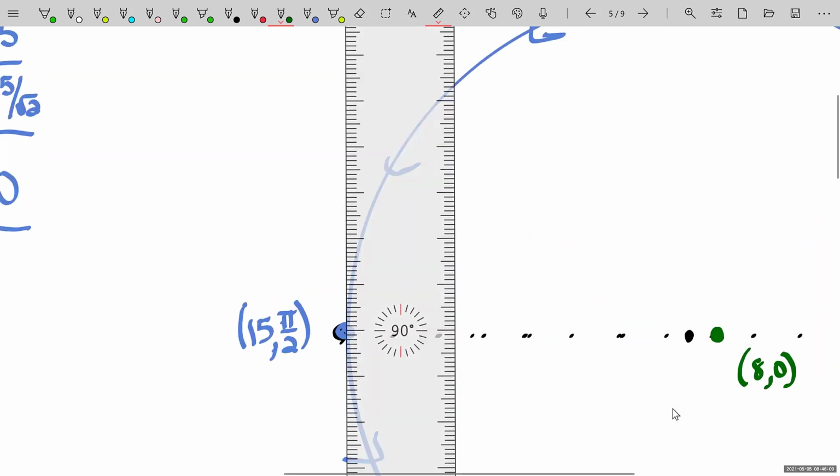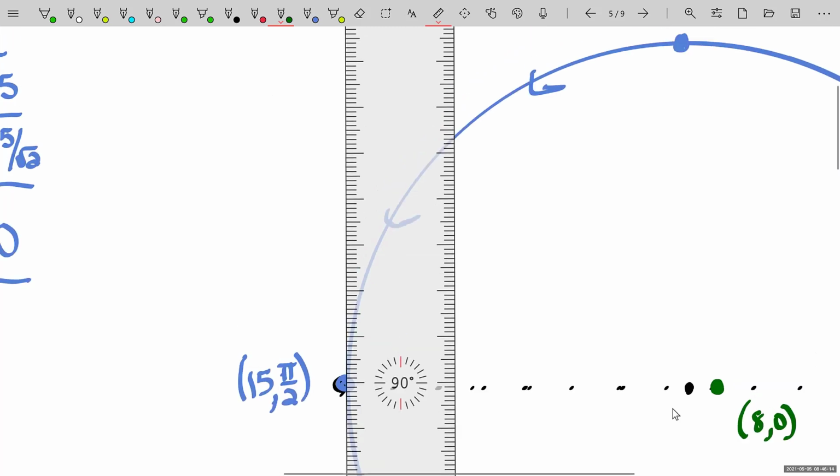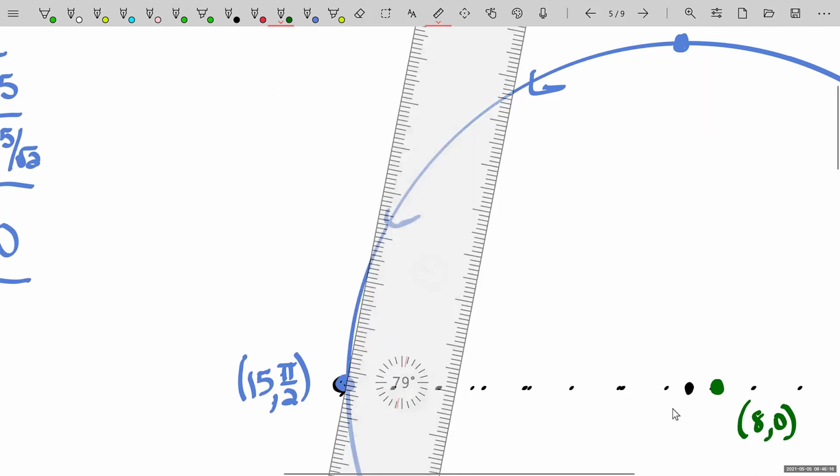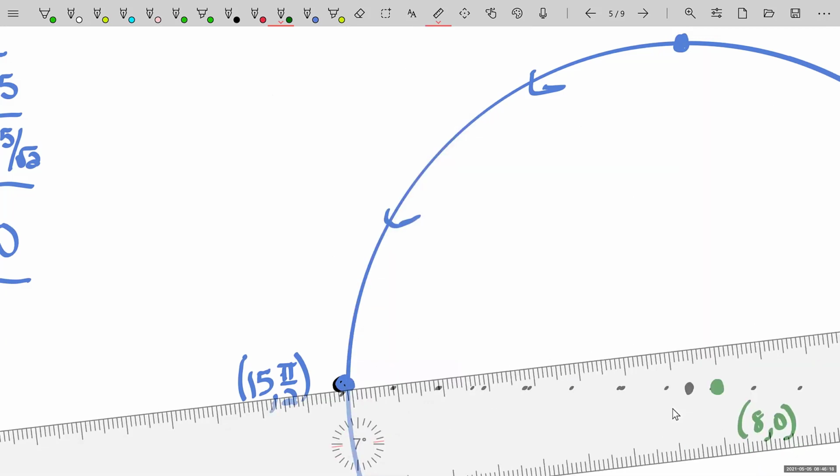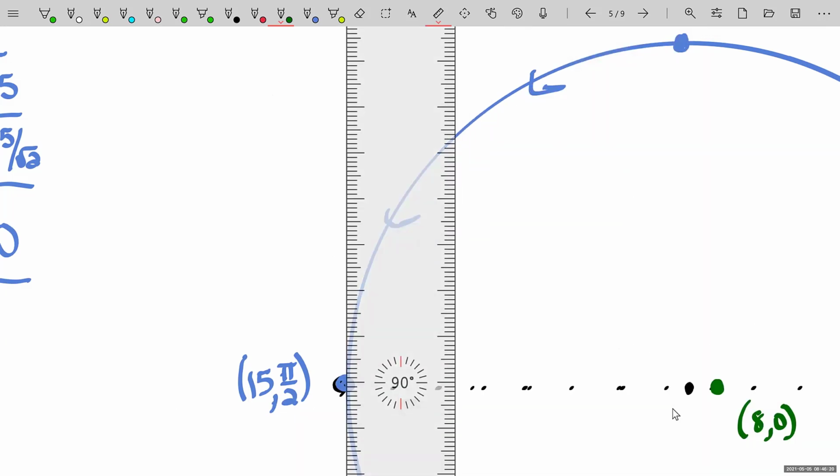1, 2, 3, 4, 5, 6. Oh, darn it. 1, 2, 3. How did I measure these out? Make sure I measured by doubles. Yes, I did. Okay. 1, 2, 3, 4, 5, 6, and 7. Right there.